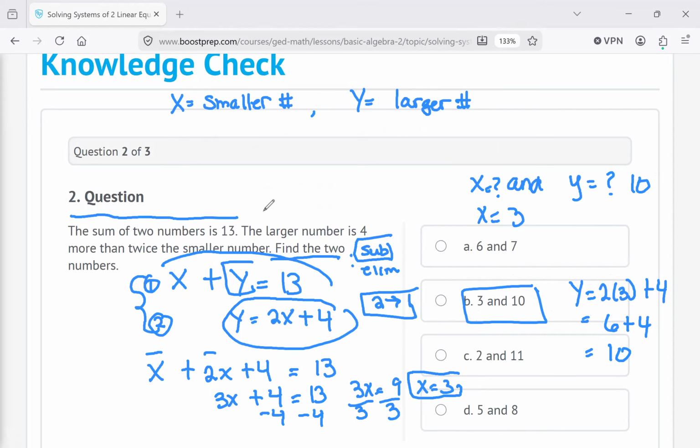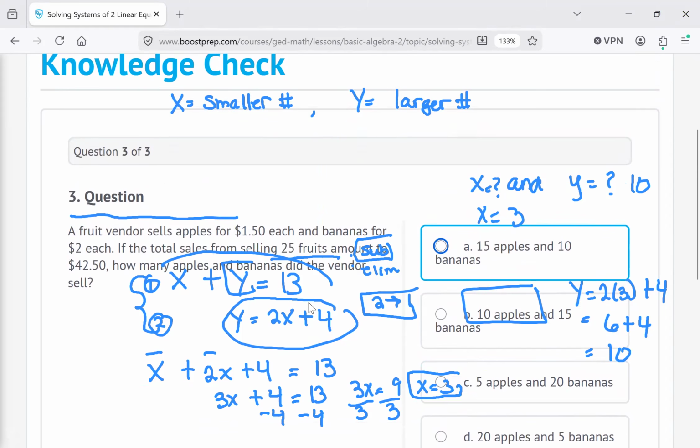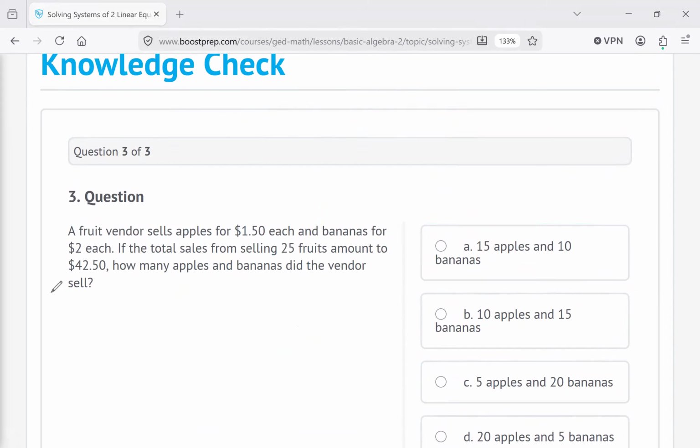Going to move on to the last one. Question 3. Question 3 says, a fruit vendor sells apples for $1.50 each and bananas for $2 each. If the total sales from selling 25 fruits amount to $42.50, how many apples and how many bananas did the vendor sell? So they're asking for two things, apples and bananas.